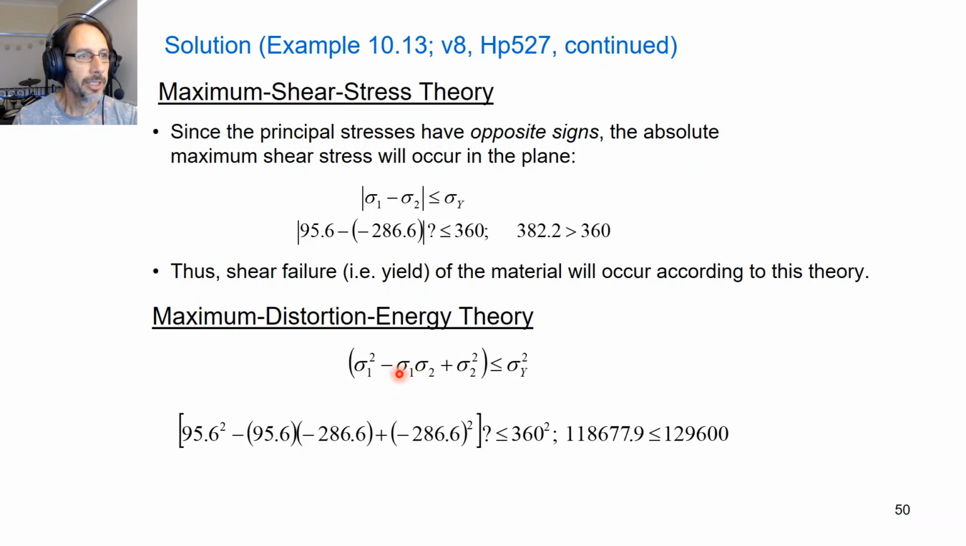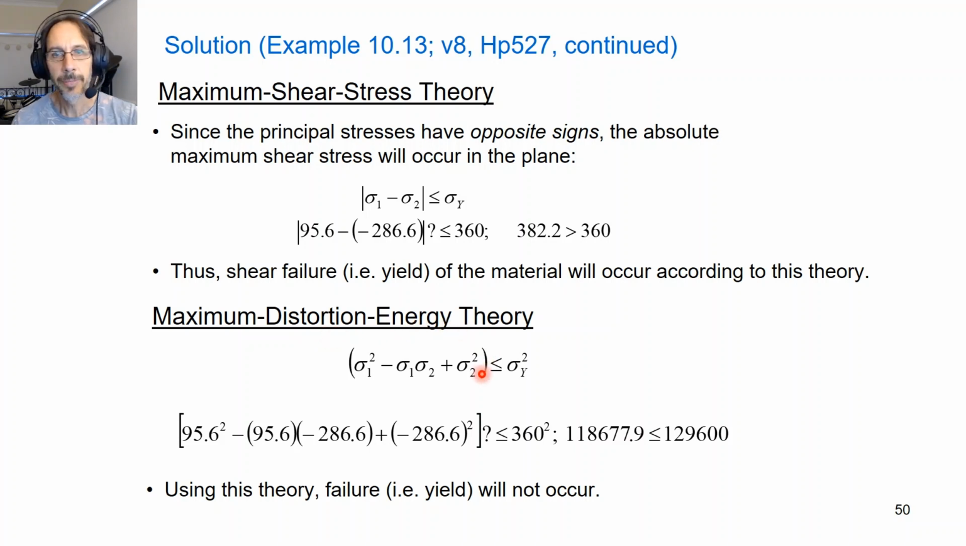Okay, so the equation here, this is the expression that we had from before. If this is less than the yield stress squared, then we predict that yielding hasn't occurred. So let's put our values in again. Is this less than 360 squared? So 360 squared is 129,600. This is a little bit less than that. So according to the maximum distortion energy theory, this predicts that yielding has not yet occurred, but not by very much.